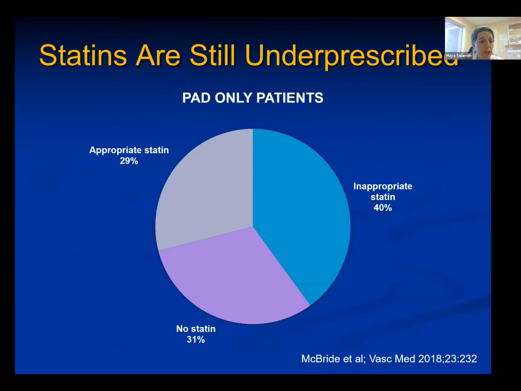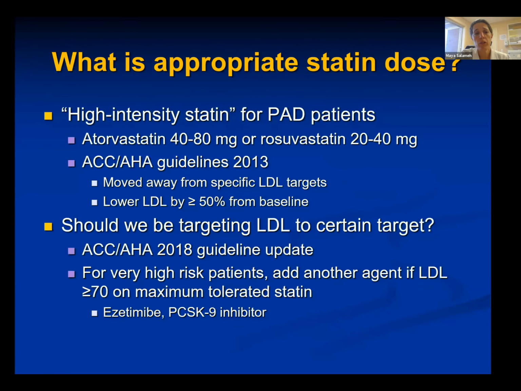So despite this and other data, we're still finding that statins are underprescribed in PAD patients. This was a study examining the frequency of statin prescription in PAD patients enrolled in primary care practices in the VA system. What they found was that of patients who had a diagnosis of PAD, 31% were not prescribed any statin at all. Only 29% were prescribed an appropriate statin, and about 40% were being prescribed an inappropriate statin dose. So what do we consider an appropriate statin dose for PAD?